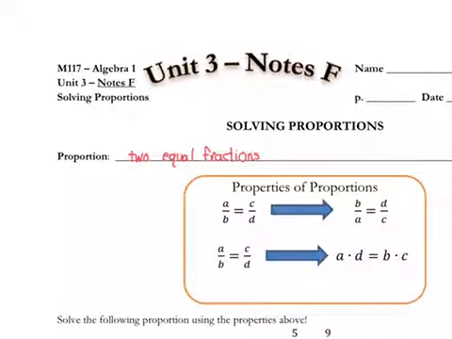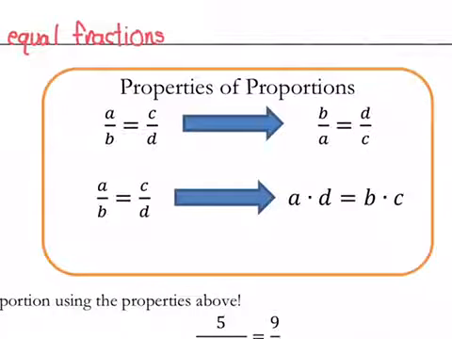So if you go down here into the box, we have A over B is equal to C over D. If you take the inverse of both of those sides, or the reciprocal of both sides, so I switch the A and the B on the left, you end up with B over A, and that's equal to the reciprocal of C over D, which is D over C.